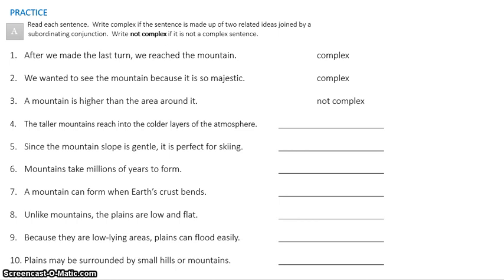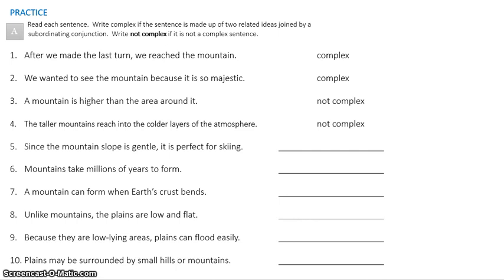All right, now that you have completed 4 through 10, let's take a look at number 4. It says the taller mountains reach into the colder layers of the atmosphere. Well, if we look, there are not 2 sentences combined there. That's all one very long sentence, but they're not taking 2 sentences and combining. So that's just going to be a simple sentence, so it is not a complex sentence.